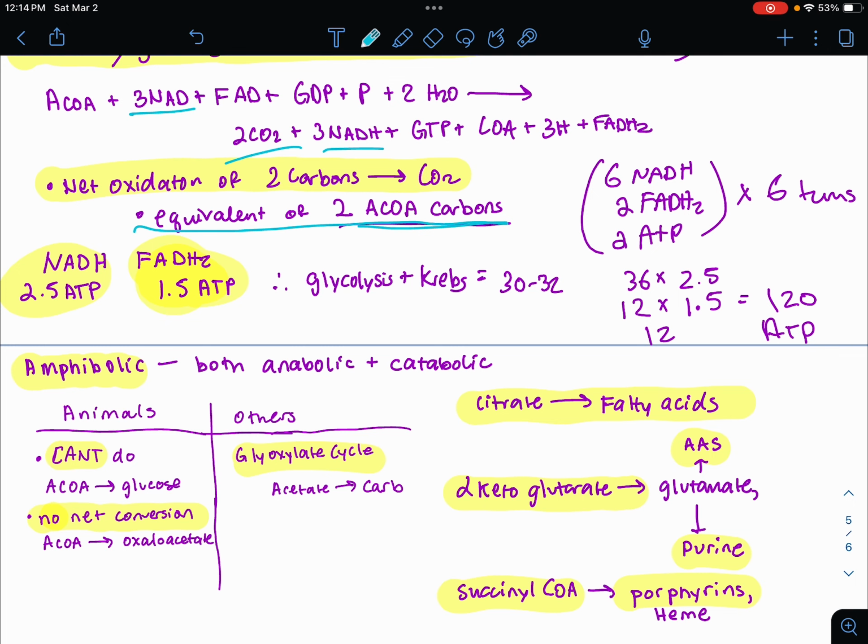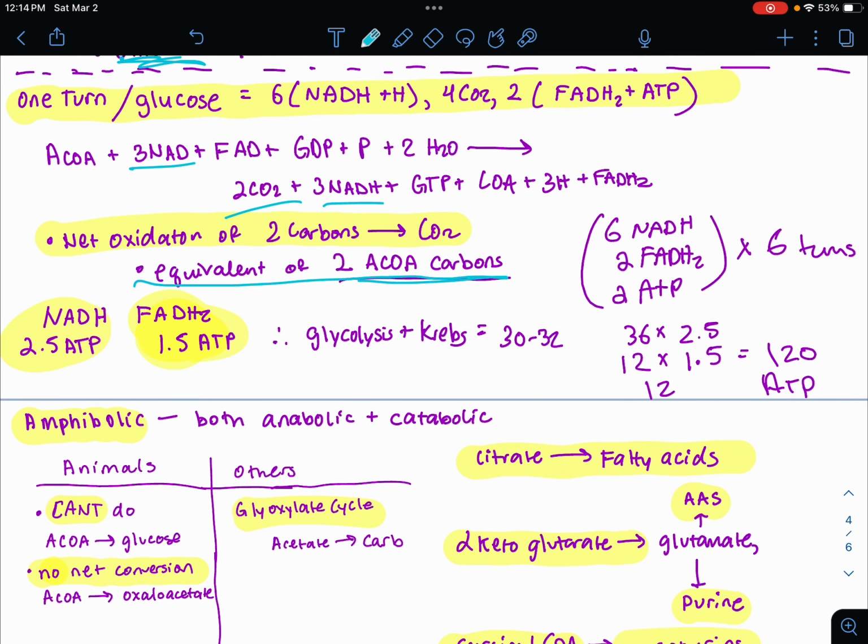A large flow of electrons into the respiratory chain via the NADH and FADH2 will lead to the formation of almost 10 times more ATP during oxidative phosphorylation, also known as the electron transport chain. NADH will get you 2.5 ATP, so you would multiply the amount of NADH by 2.5 ATP, and then for FADH2, you'll multiply the amount of FADH2 by 1.5 ATP. In that respect, glycolysis plus Krebs will get you 30 to 32 ATP.